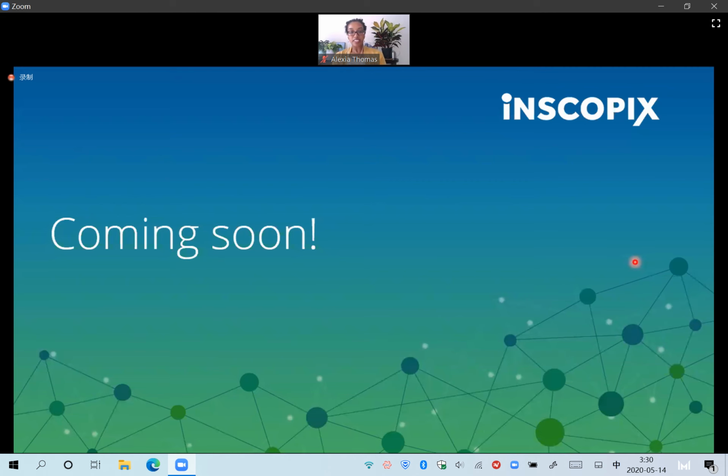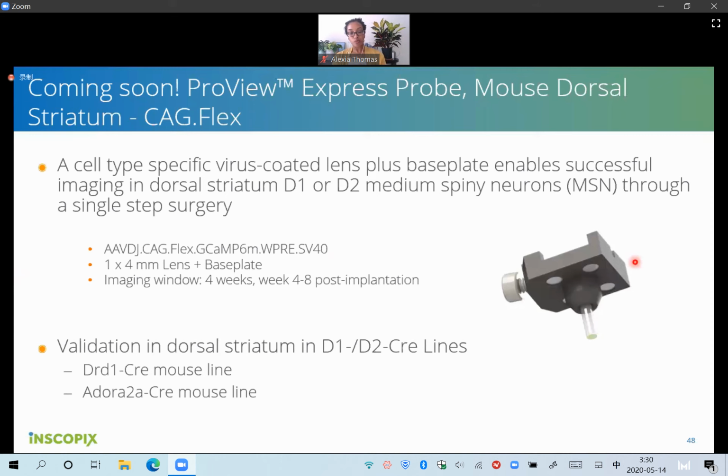So I wanted to end our last section of our talk to be about products that are coming soon. It would be more exciting to talk about what is coming soon. And one of the things we have been working on is another ProView Express probe. As soon as we released the earlier ProView Express probe, the common question was, can we release it in a version that is actually more specific, that is enabled to label specific types of cells?